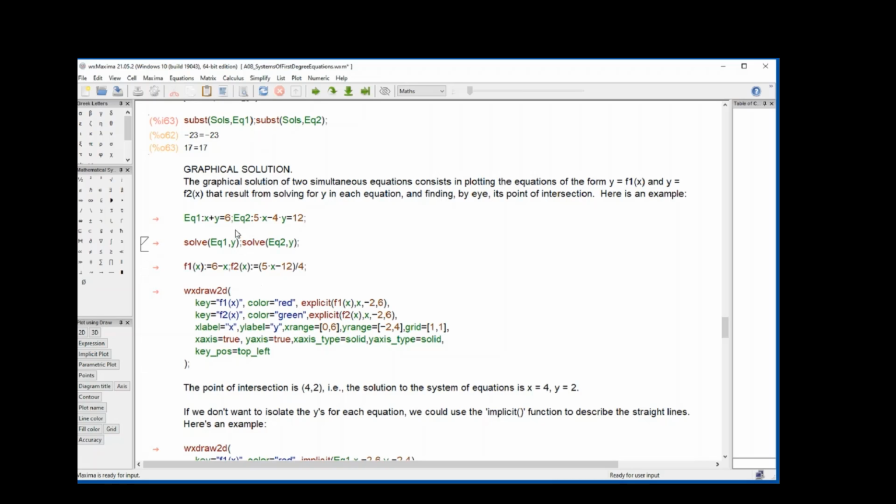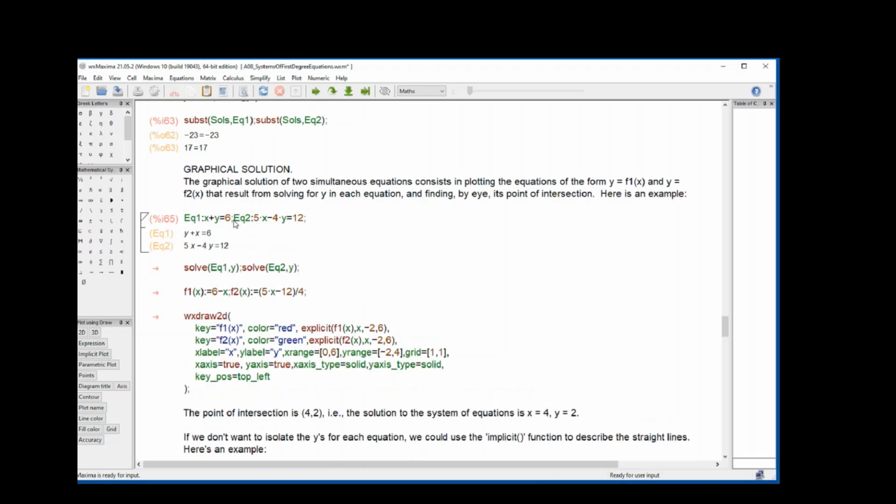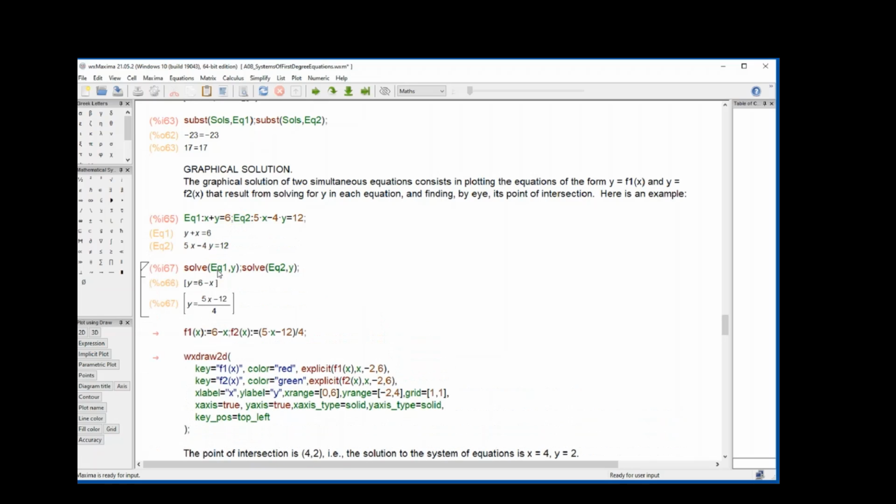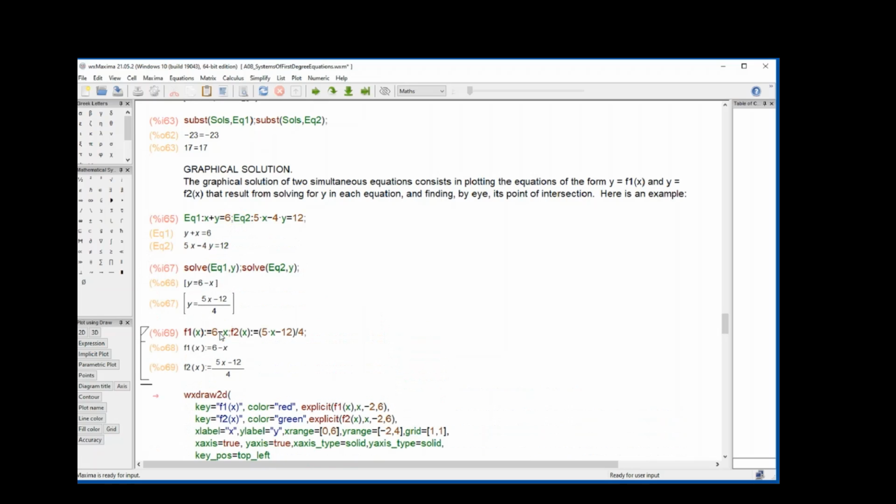Finally, we can present a graphical solution if we define our equations like these. We're going to solve for y from both, and then define a couple of functions of x. f1 is going to be equal to 6 minus x, and f2 equals (5x minus 12) over 4, which are the values of y obtained from here.